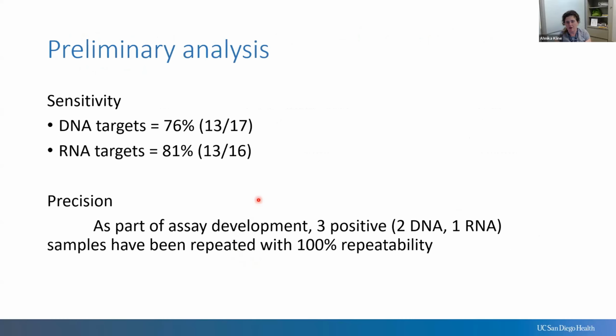Preliminary analysis of all of the runs we've done so far suggests a DNA target sensitivity of 76% and an RNA target sensitivity of 81%. We haven't focused on precision yet, but so far we've had a few where we've repeated them, and so far they've repeated with 100% sensitivity.